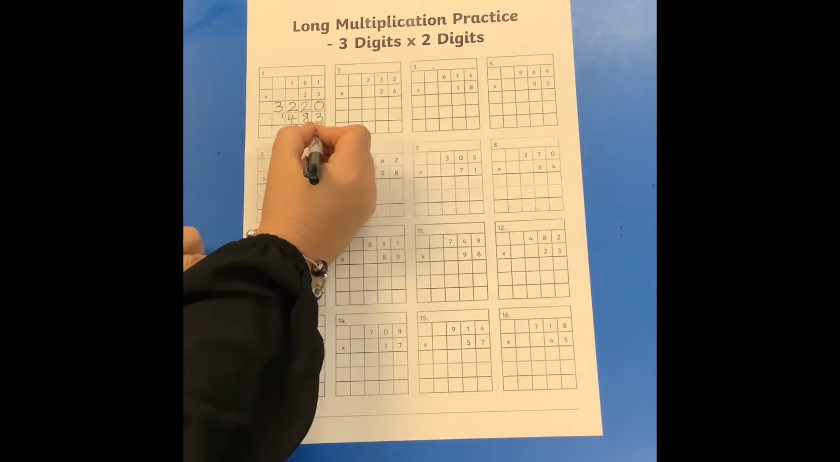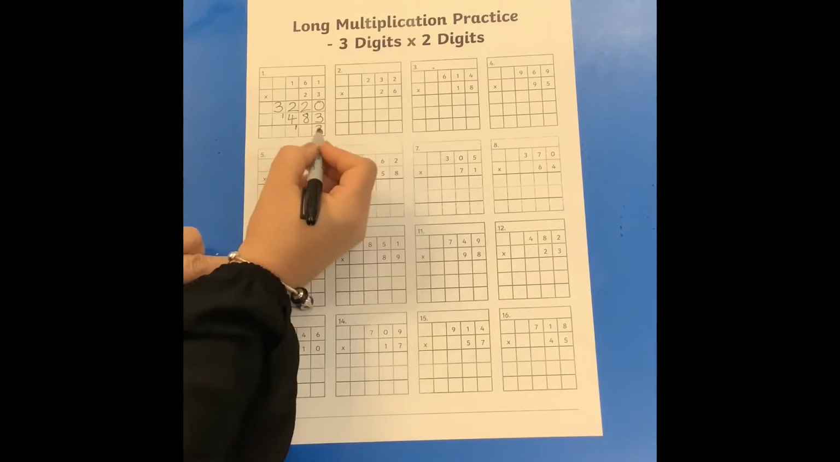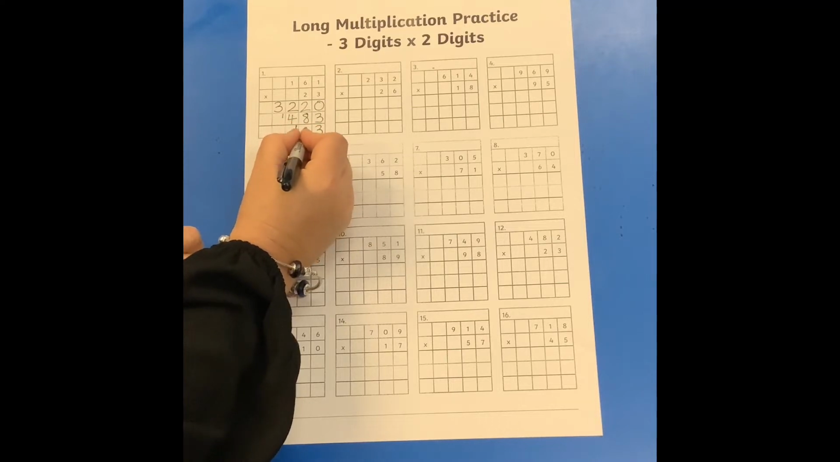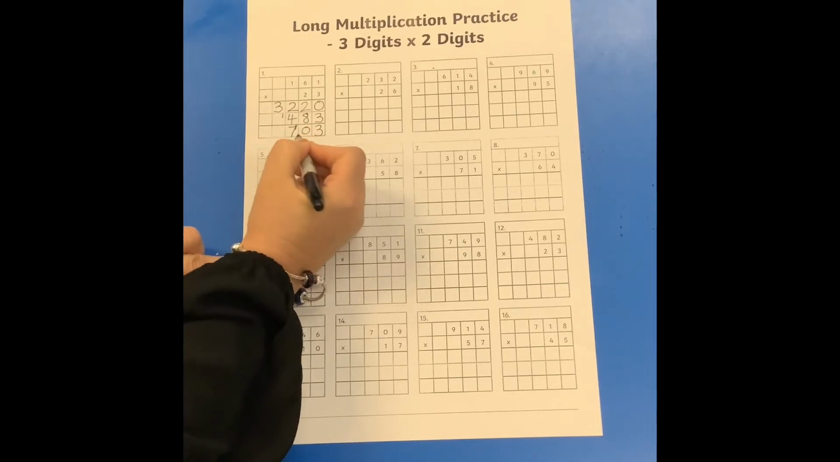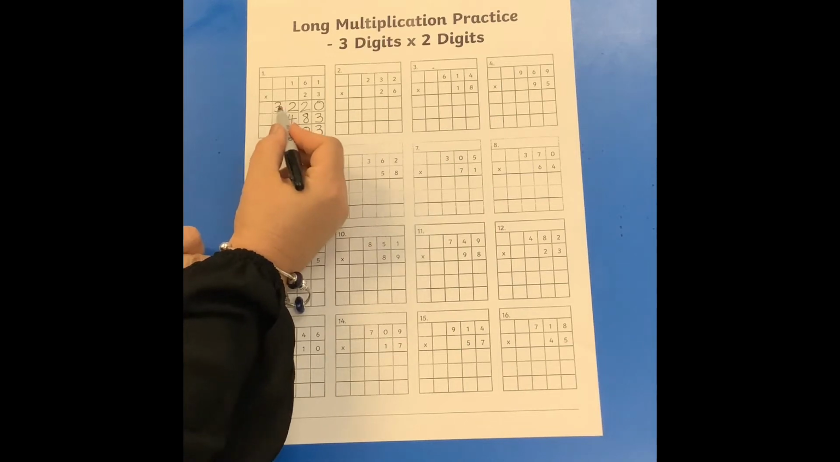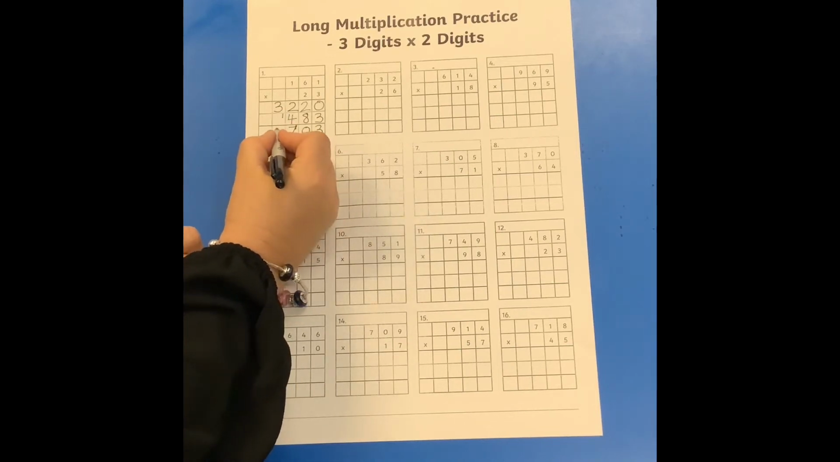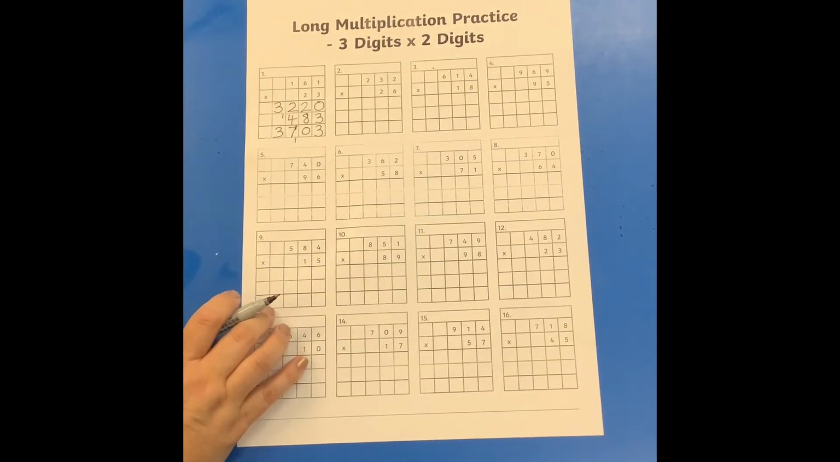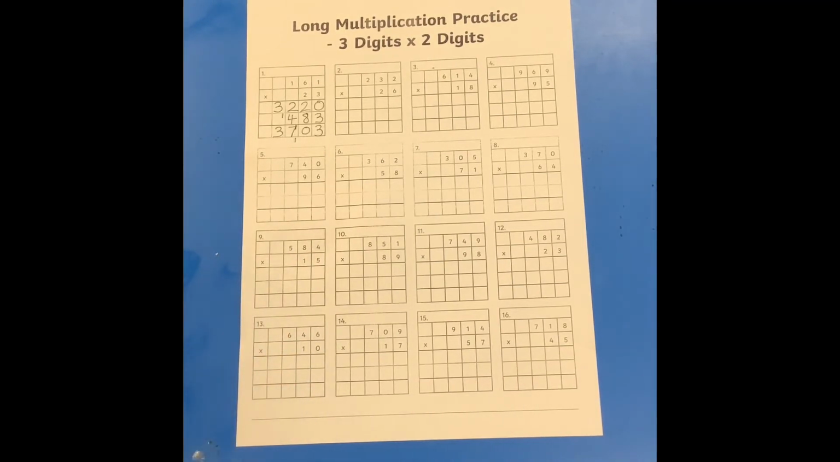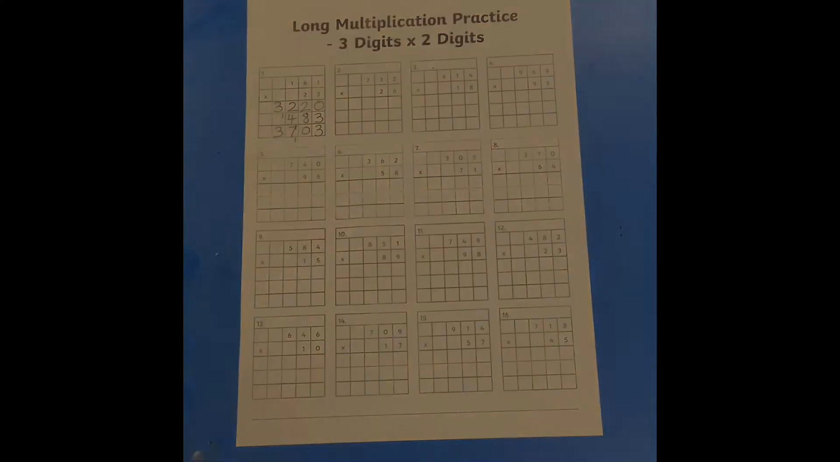Then I just need to add these 2 columns together using column addition. 0 add 3 is 3. 2 add 8 is 10. I'm going to put my 0, carry my 1. 2 add 4 is 6. I've got my 1 down here, so that becomes a 7. And then I've got 3 here and nothing in this box, so it's 3. So my answer to 161 times 23 using long multiplication is 3,703.